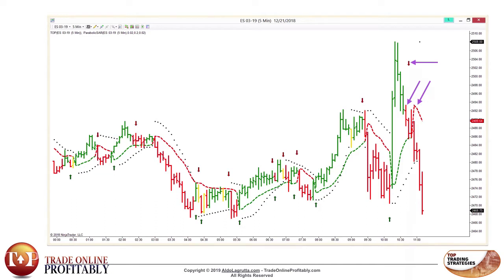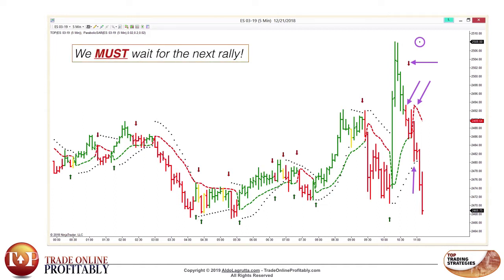Notice that the SAR had just moved from below the bars to above the bar, so I had a valid sell signal right there. But remember, step 2 demands that we wait for a rally on this time frame. So as tempted as I felt to sell the market right there, especially after having waited for 3 hours for the opportunity, I had to wait for a possible rally and another sell signal.